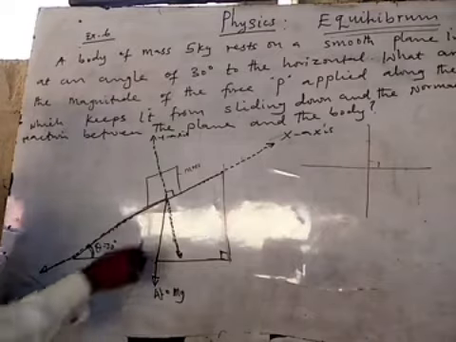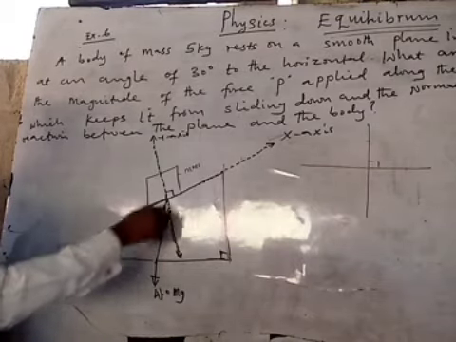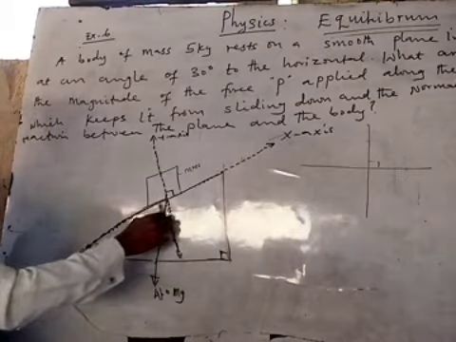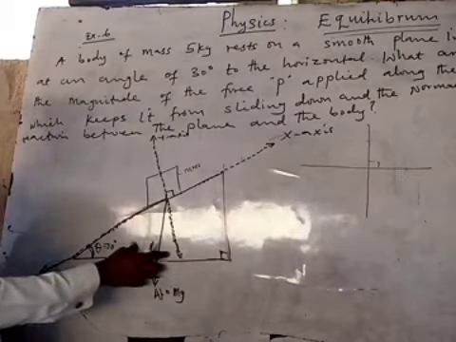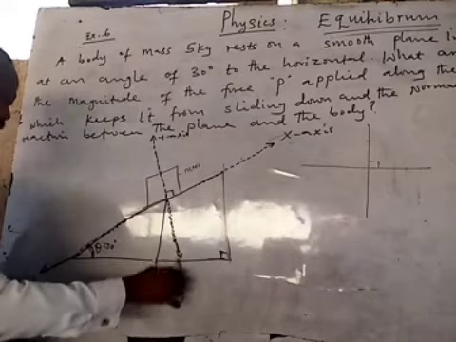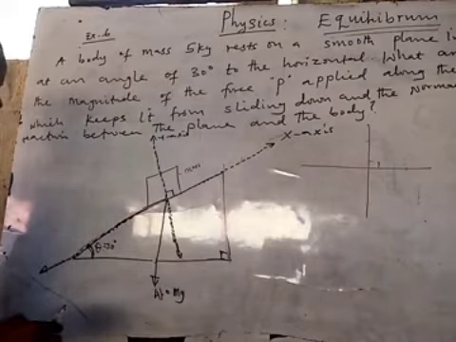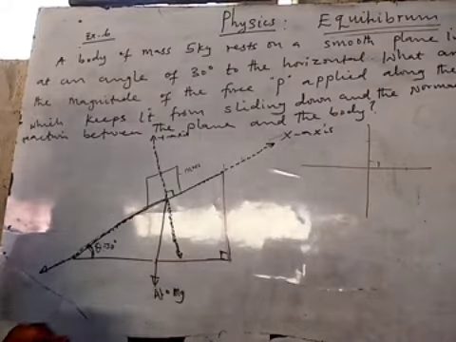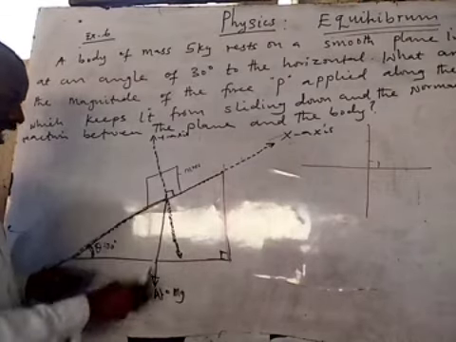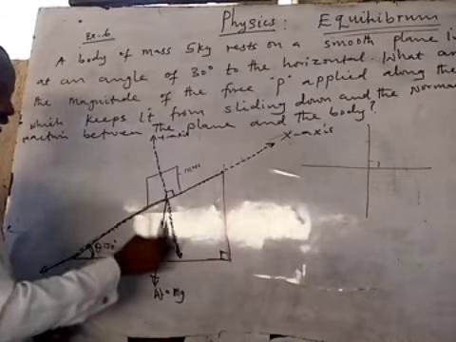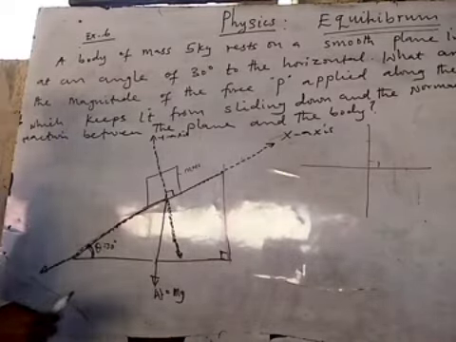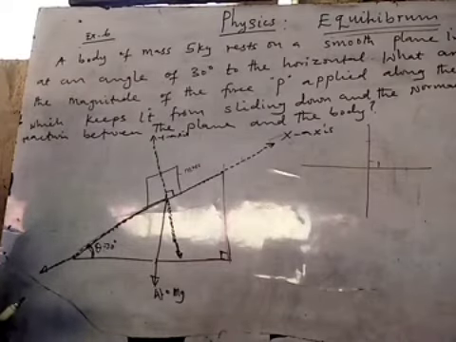Can't you see that the weight, this force here, which you call the weight or gravity, is acting in this plane? This plane is made up of the x-axis and the y-axis. In our previous classes, we said that whenever you have a force acting in a plane, such a force can be resolved horizontally and vertically.